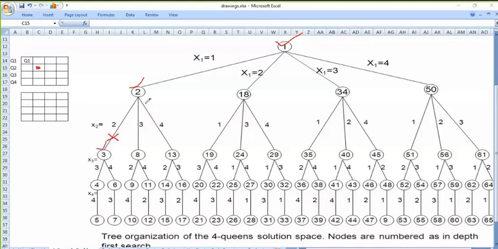The other possibility means what? Since I cannot keep it in the first column because Q1 is already there, I try to keep it as Q2, that is in the second column. Then there will be a violation. Then what can I do? I can position it on the third column. If I try to keep it on the third column, what will happen? I have to see here.